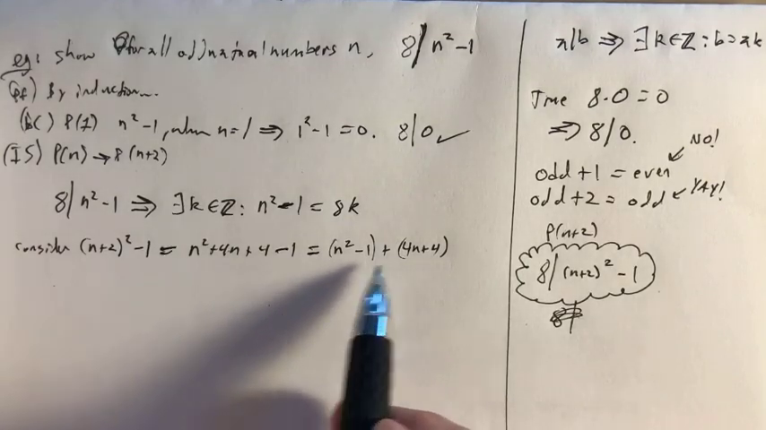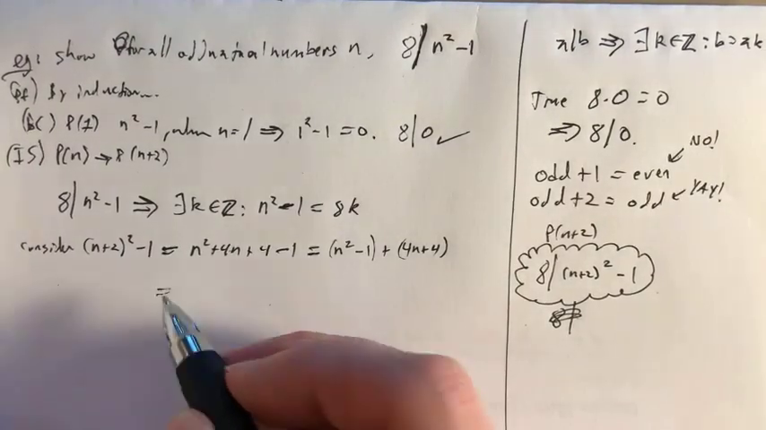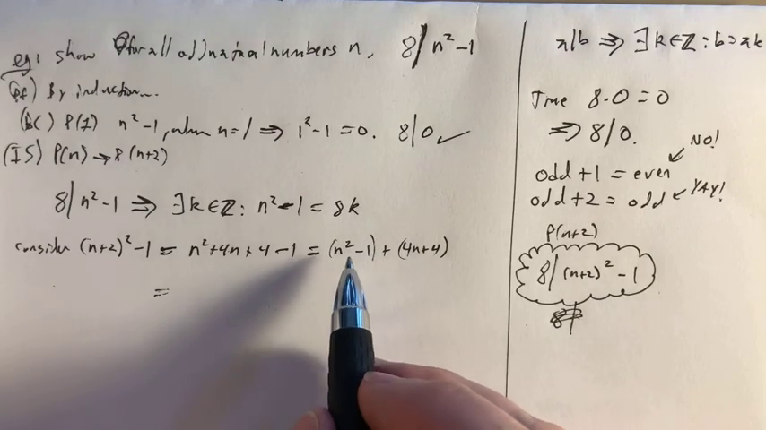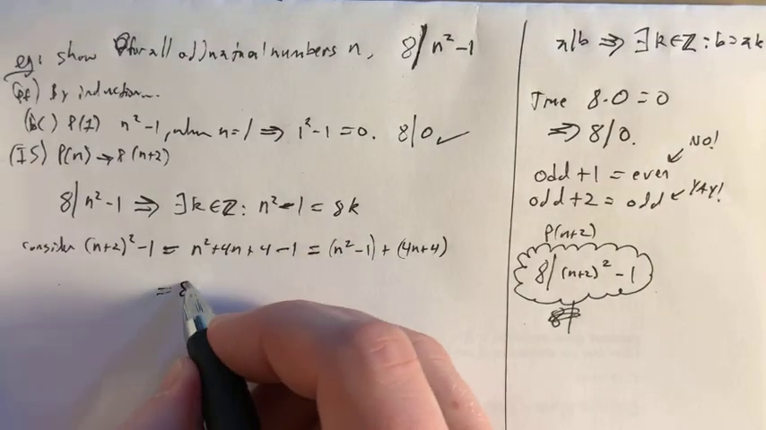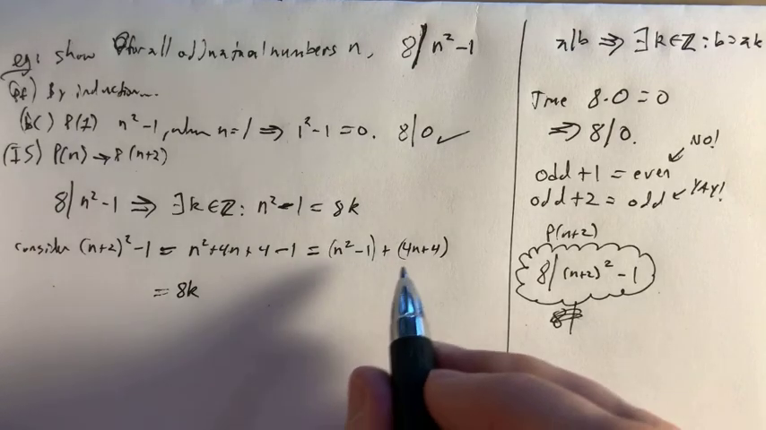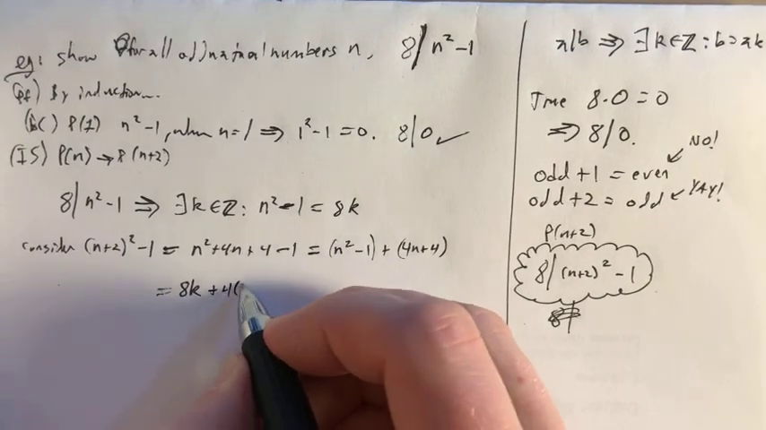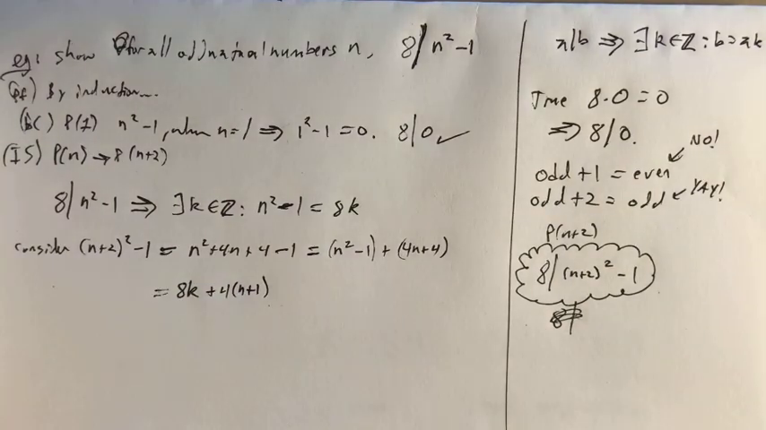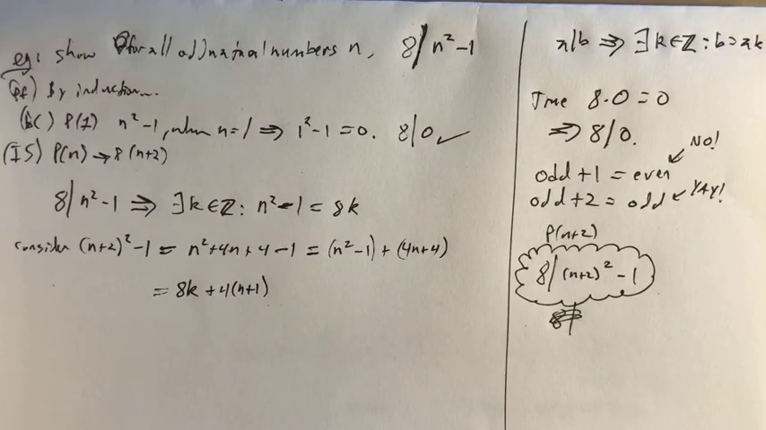Now, what do I know about this expression? Well, n squared minus 1 is 8k. And I've got 4n plus 4. Let me factor out a 4. And I've got 8k plus 4 times n plus 1. Think for a second as to why this makes us done.